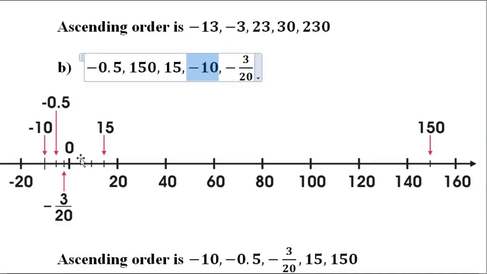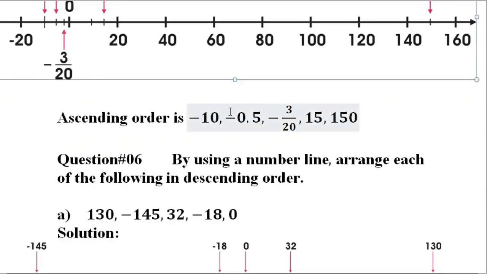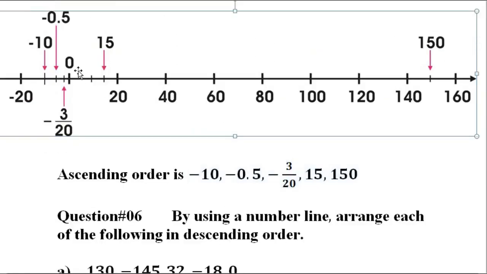Our next number is negative 3 upon 20. First, I will divide negative 3 by 20, which gives us negative 0.15. As negative 0.5 is the middle of 0 and negative 10, and negative 0.15 is nearest to 0, this is the correct placement for negative 0.15 or negative 3 over 20. Therefore, the ascending order is negative 10, negative 0.5, negative 3 over 20, positive 15, and positive 150.